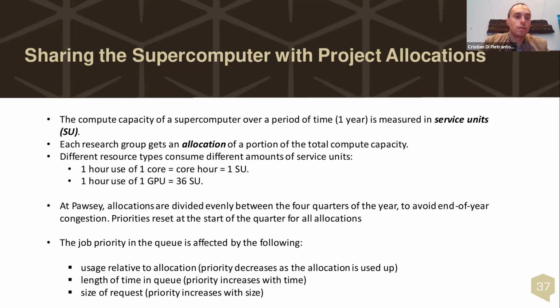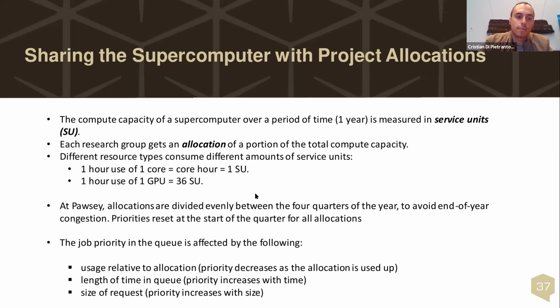Each unit needs to consume each quarterly allocation within the quarter, otherwise it is gone. This is to incentivize users to spread the use of the supercomputer across the entire year, and not to use it only at the end of the year when they remember they have an allocation to use. This is because otherwise the system would be too congested to be used.